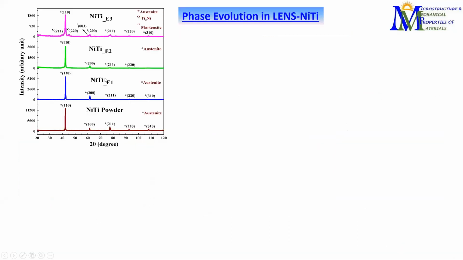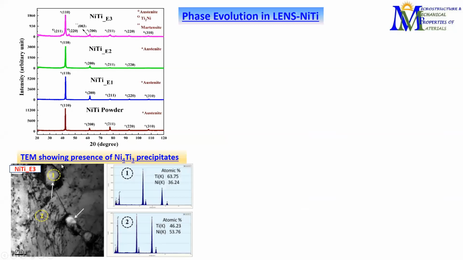Then the next thing we wanted to study is the phase evolution, and here also we have seen that the one prepared with the highest energy density develops some different kinds of phases, which is a precipitate phase, seen here by the TEM evolution, as well as the martensite phase. Some amount of martensite is also seen here, which is not seen in either the powder or the other two alloys prepared with moderate or lower energy densities.